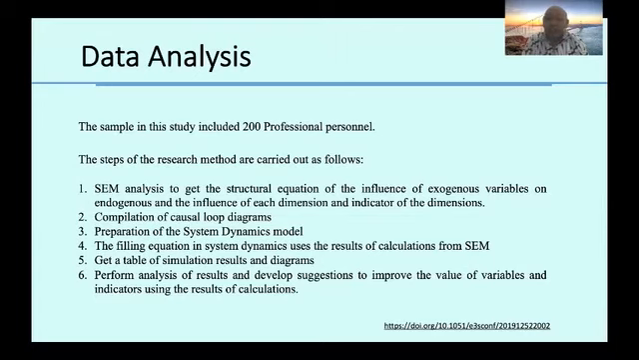2, compilation of causal diagram. 3rd, preparation of the system dynamics model. And 4, filling equations in system dynamics using results of calculation from the SEM. 5, get a table of simulation results and diagrams. And 6, perform analysis of results and develop suggestions to improve the value of variables and indicators using the results of calculation.